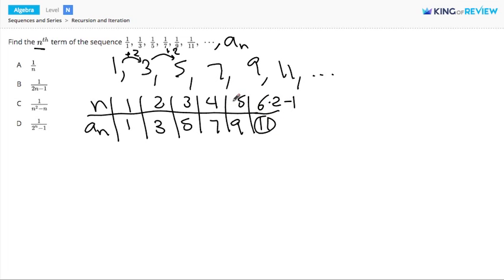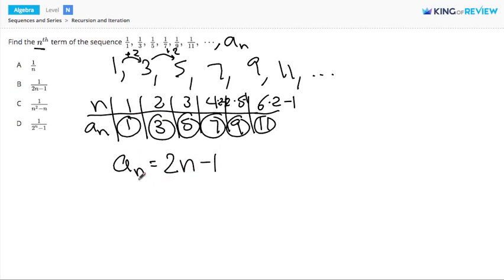5 times 2 is 10, and then 10 minus 1 is 9. That worked out. 4 times 2 is 8. 8 minus 1 is 7. 3 times 2 is 6. 6 minus 1 is 5. 2 times 2 is 4, minus 1 is 3, and 1 times 2 is 2, minus 1 is 1. So in general, it seems like we take n, multiply it by 2, and subtract 1, and that gives us the nth term. Now let's bring this back to the original nth term.